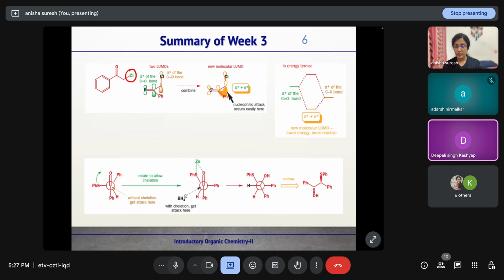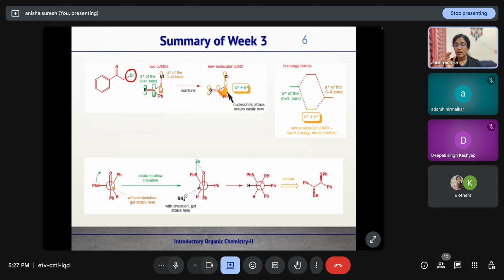Excuse me, ma'am. Sure. Ma'am, I am unable to understand the arrow represented in the first reaction, where the nucleophilic attack is taking place. So once again, can you please explain? The nucleophile will be coming and attacking on the carbonyl carbon center there. Okay. Yes, ma'am. Nucleophile will come and attack on the carbonyl carbon.